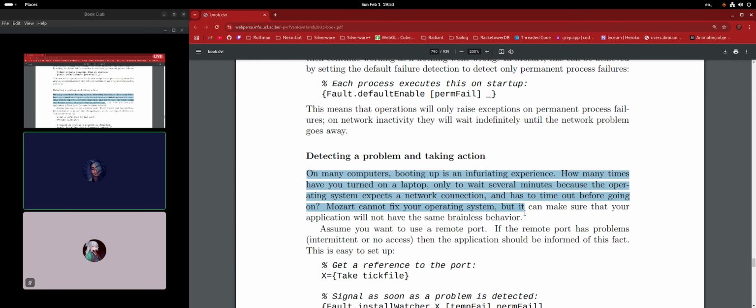Yeah, I never suffer from this. On many computers, booting up is an infuriating experience. How many times have you turned on a laptop only to wait several minutes because the operating system expects a network connection and has timed out before going on?